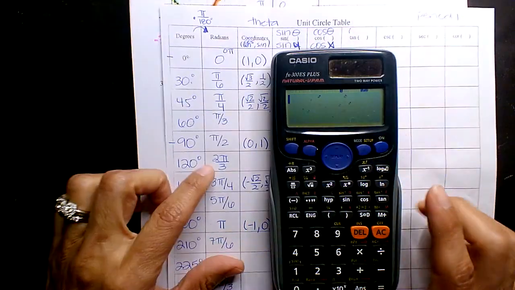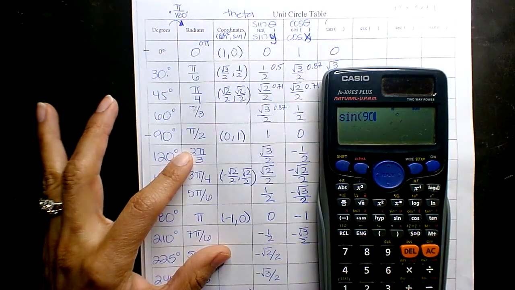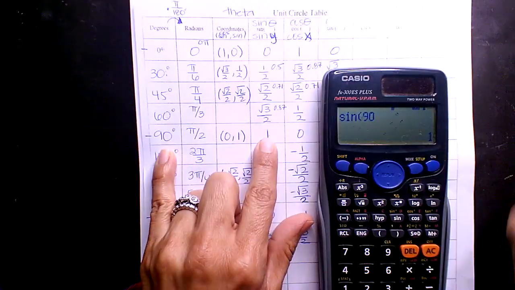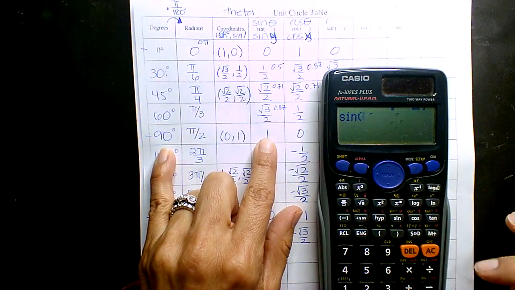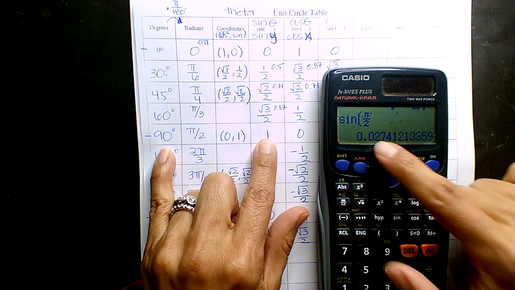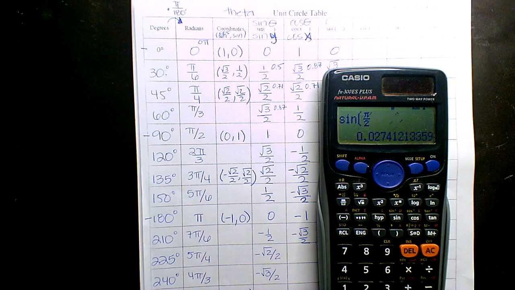So look, if I type in, I'll just do 90 right now. If I type in sine of 90, I get 1, and that's correct because it's sine of degree 90. But if I type in sine of pi over 2, I get 0.07, and obviously that's not correct. Okay, you have to be in the proper mode.